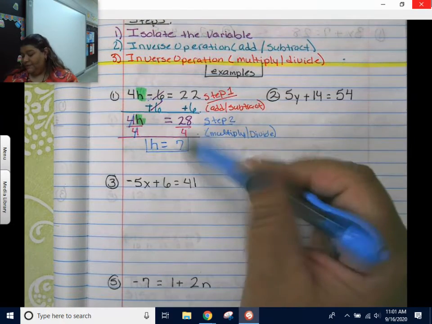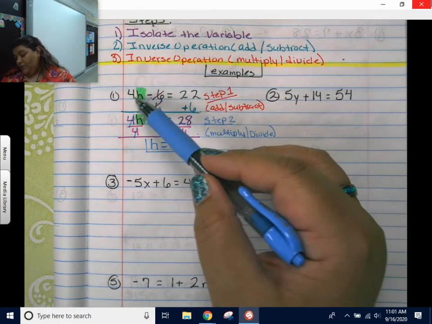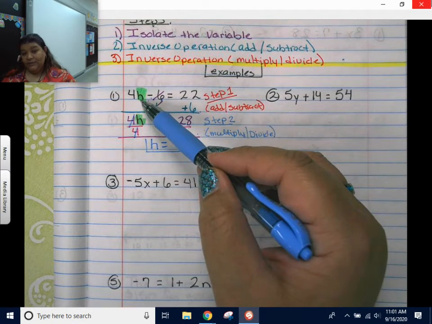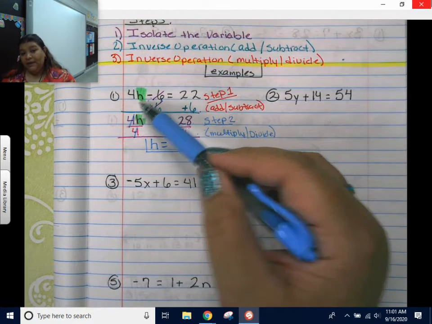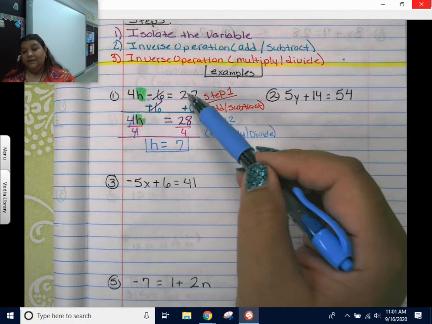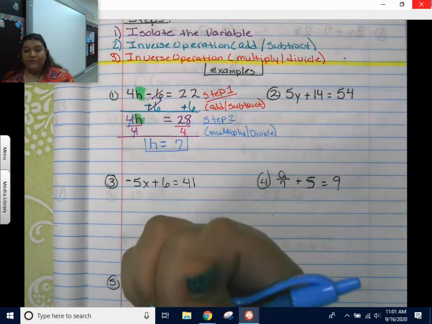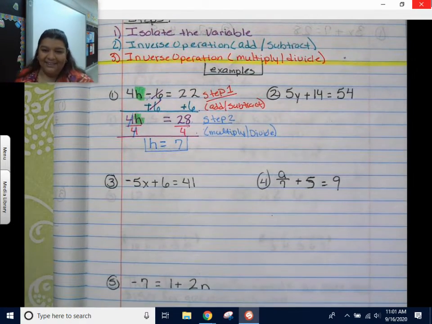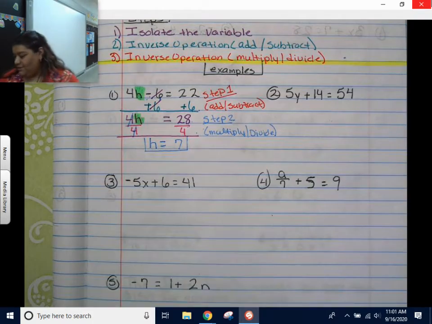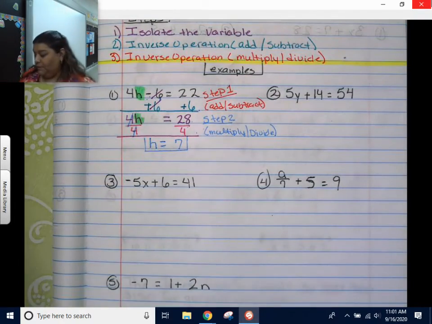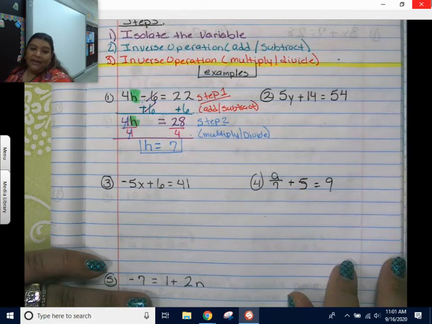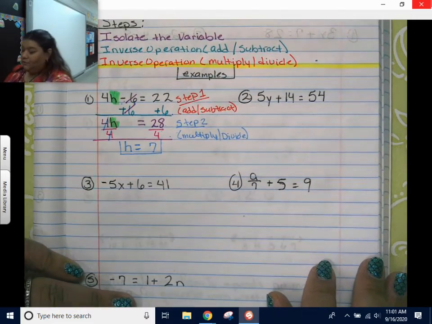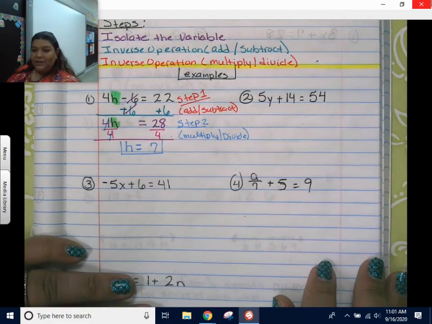And you can plug in 7 in place of h. If I do 4 times 7, that's 28. 28 minus 6, 22. Okay, so we found the magic number that belongs there. Okay, let's do some more. These are fun. I like doing 2-step equations. Okay, high school, you'll be doing 3, 4-step. Those are even more fun because you have to combine like terms and stuff.